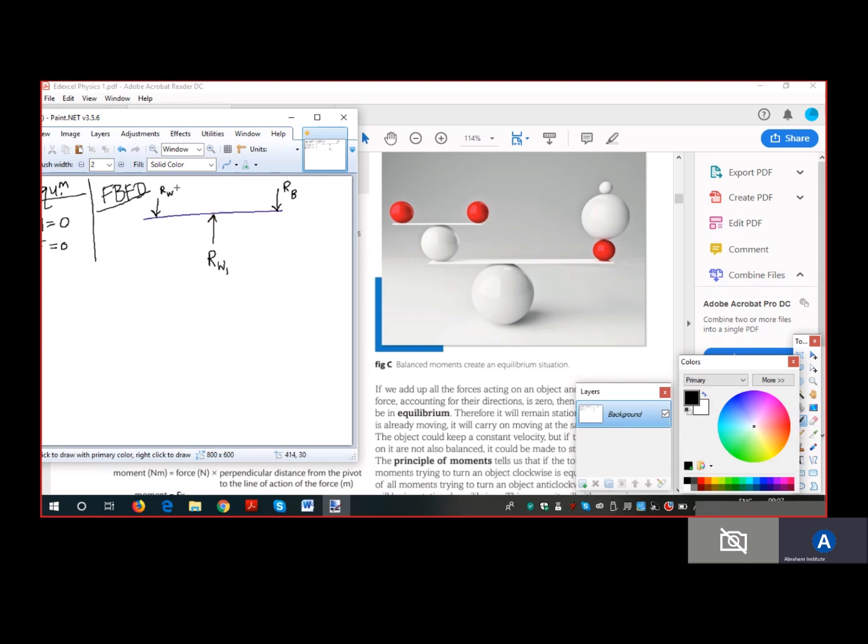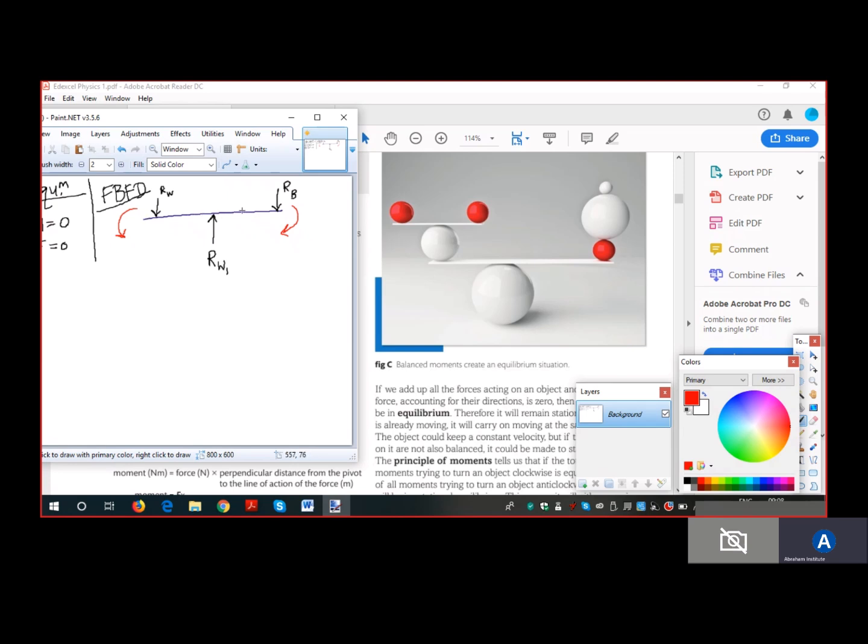Whereas if you consider this reaction force, the reaction force exerted by the small white ball on the plank, it is trying to rotate the plank about this point in the anti-clockwise direction. Again, you can imagine this seesaw: when somebody sits here, the plank will turn this way, which is the anti-clockwise direction. So this force will try to produce an anti-clockwise moment about this point. This force will produce a clockwise moment about this point.